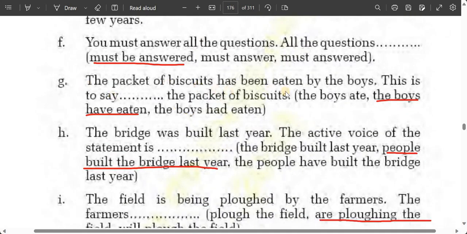The packet of biscuits has been eaten by the boy. The boys have eaten the packet of biscuits. The bridge was built last year. People built the bridge last year.